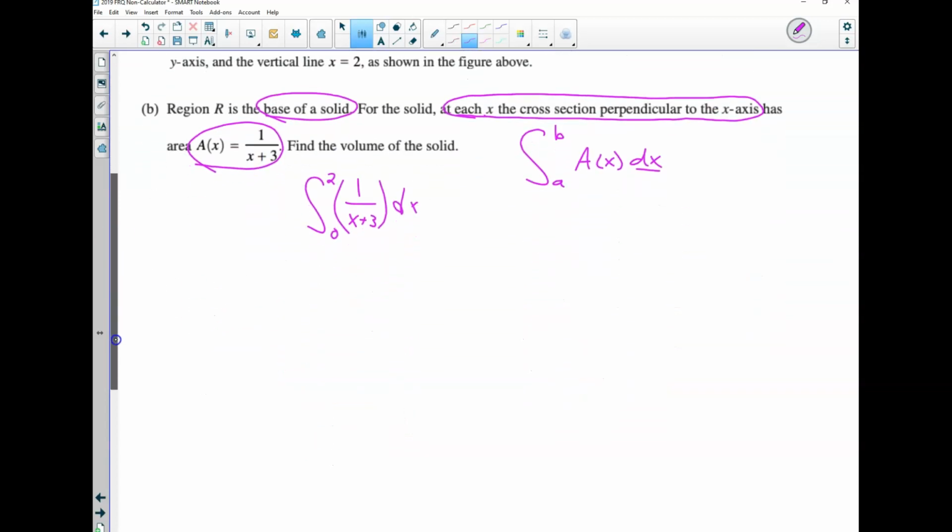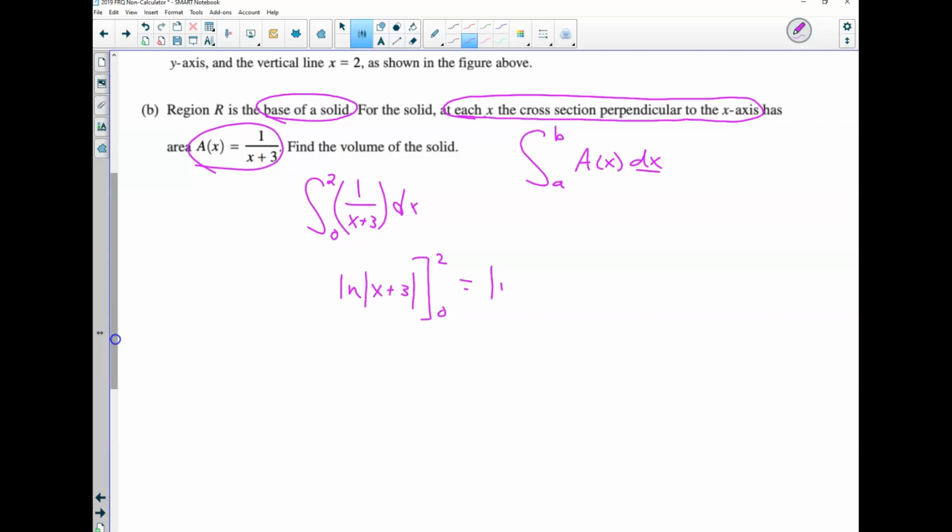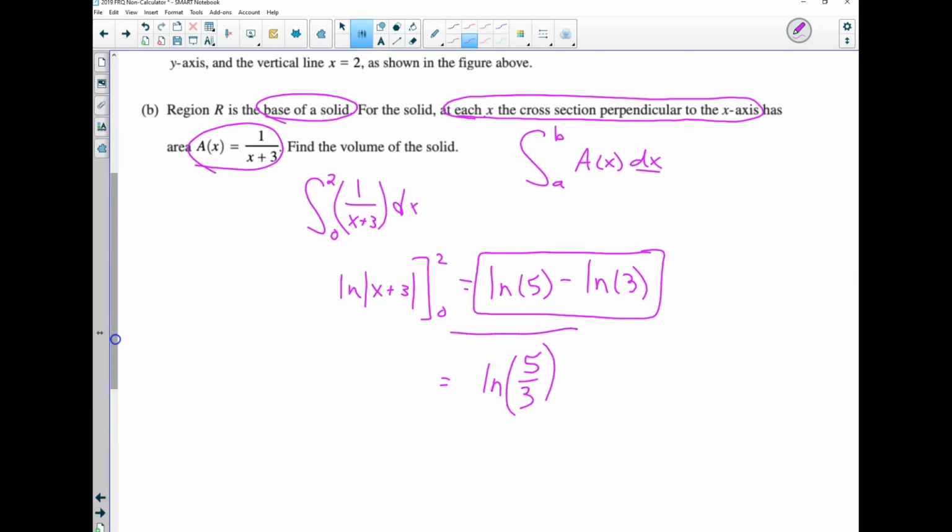So I integrate that. The antiderivative of that is ln absolute value x plus 3. And we're going to evaluate from 0 to 2, which is going to give me the ln of 5 minus the ln of 3. You could leave your answer like that, or you could use properties of logs and say, hey, that's the ln of the first one over the second one. Those are both equivalent answers. And that would only be worth 2 points. One for the integral, one for the answer.